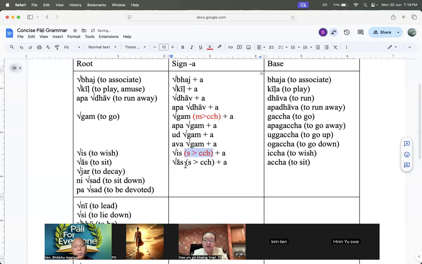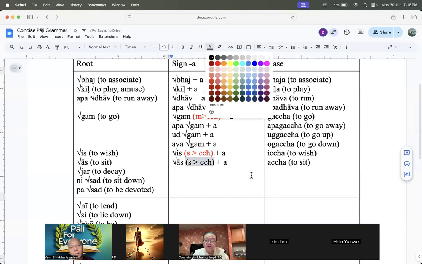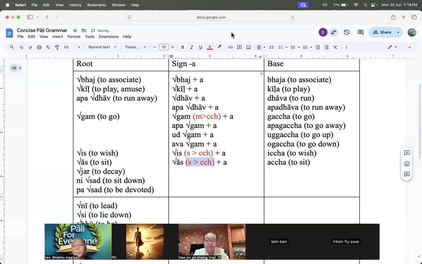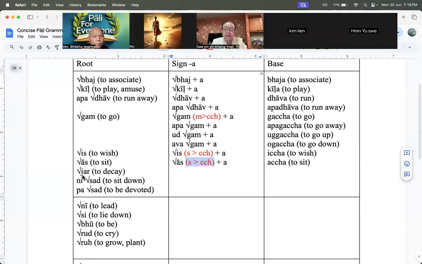That is connected with the sound special root, not any other change. And then for the next word, root jar. So we have the jara. So jara also means to decay. Decay means to become old, to decay. And it is the same root.